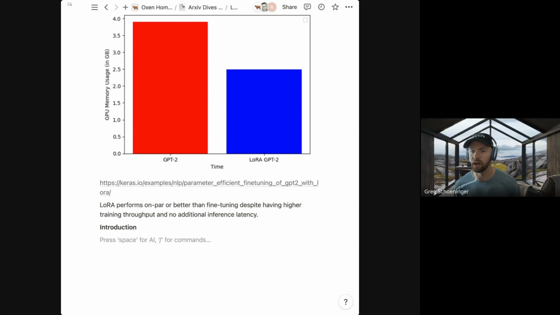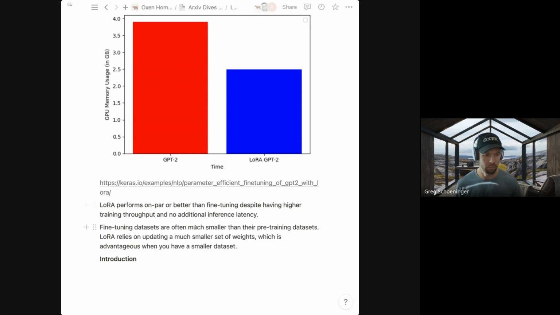They didn't, but I saw in some other posts when I was researching it, some people talking about how fine-tuning data sets are often much smaller than the pre-training data sets. And since LoRA relies on updating a much smaller set of weights, this is advantageous when you have a smaller data set to fine-tune on, because now you're not overfitting to that smaller data set and you're just updating the smaller set of parameters. Was that your intuition too?